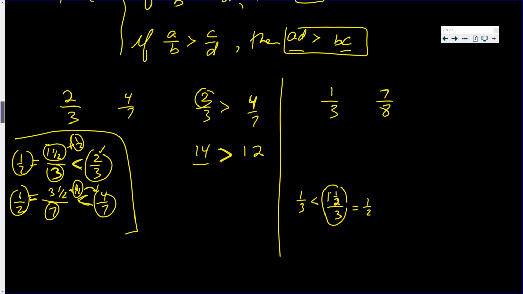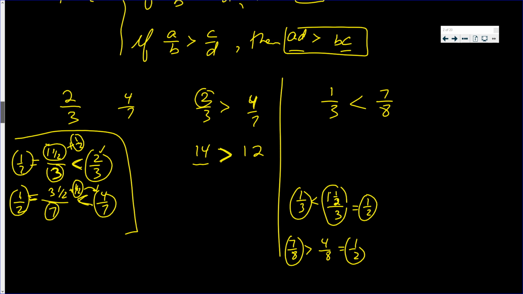And you know what? When it comes to 8, 4/8 is a half, but you have 7/8. 7/8 is bigger than a half. This number is less than a half. This number is bigger than a half. So the right number is bigger.